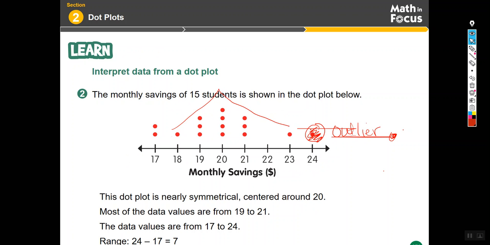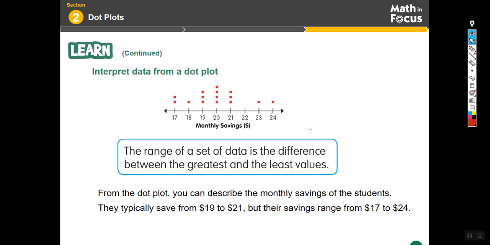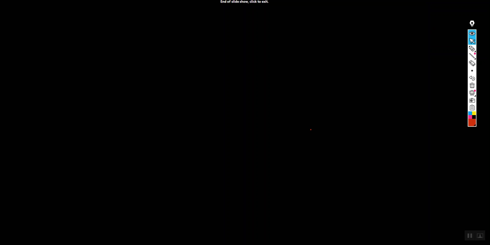Okay, and then it had a range, and we've talked about range before, that difference between the lowest data point and the highest data point. So this particular dot plot had a range of 7. The range of a set of data is the difference between the greatest and the least value. Okay, from our monthly savings, what can we say? That they typically saved $19 to $21, but their savings range was anywhere from 17 to 24. Okay, so just giving it a little more detail. And that's all we have to do about dot plots. If you get stuck or if you didn't understand something in the book, go ahead and review this video again.